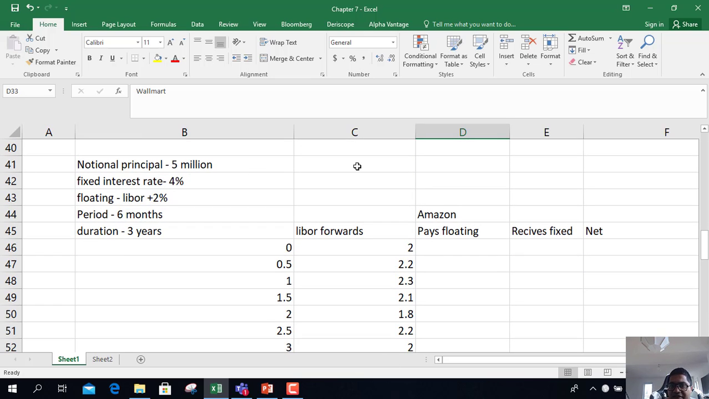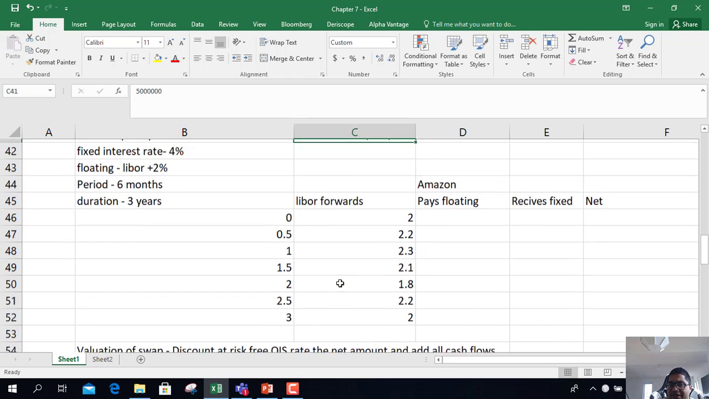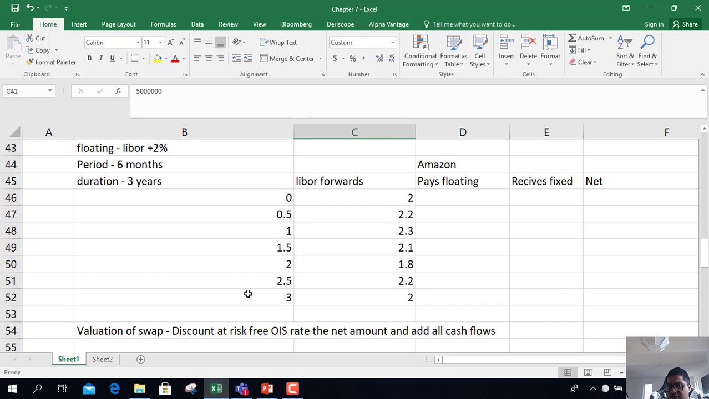So notional principal is $5 million. Fixed rate is 4%. Floating rate is whatever LIBOR goes on in the market plus 2%. Payments happen every 6 months. So rate is decided at the start of 6 months. Payment happens at the end of 6 months. Duration of the swap agreement is 3 years. So this is the duration, start of 0, start of first 6 months, 1 year, 1.5 years, 2 years, 2.5 years, and start of third year.